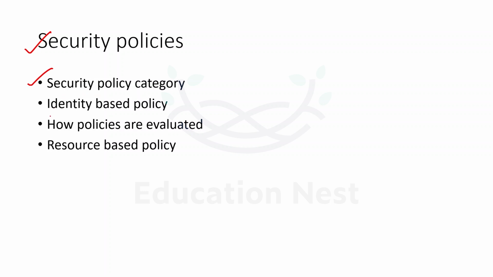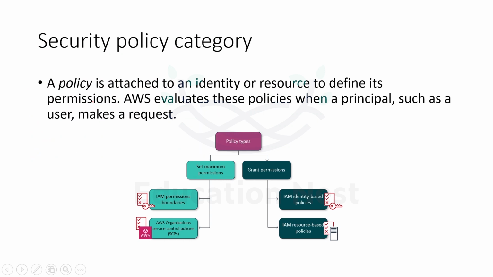There are two types of policy that we are going to discuss in depth, that is identity based policy and resource based policy. We'll understand how these are different and how these can be applied, and we will also understand how the policies are evaluated, because multiple policies can be applied to one particular resource or to one particular user. If we have multiple policies attached, then how will those policies be evaluated? So let's get started with the first topic, that is security policy category.